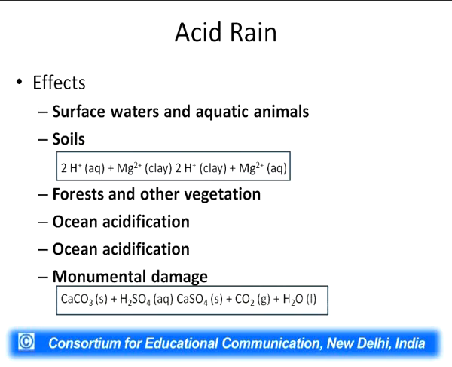It can also damage monuments. How are the monuments damaged? In fact, most of the monuments are made up of marble or limestone. Its composition is CaCO3. So CaCO3 can easily react with sulfuric acid, which is part of acid rain, to form CaSO4 and carbon dioxide.